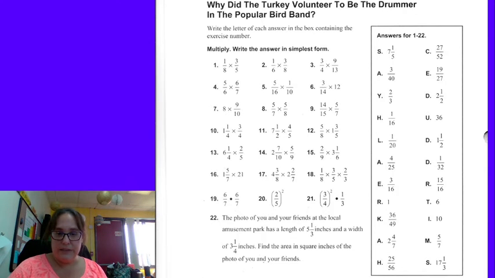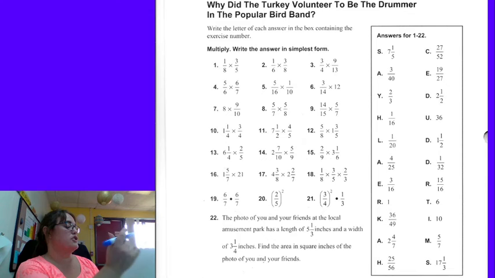Number 22, it says the photo of you and your friends at the local amusement park has a length of 5 1/3 inches and a width of 3 1/4 inches. Find the area in square inches.